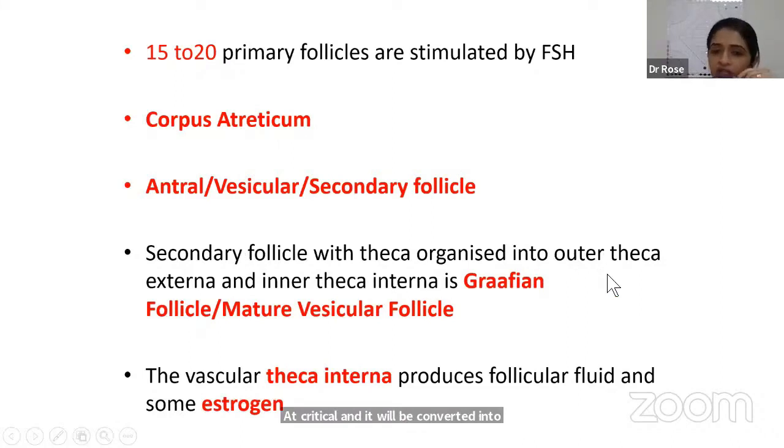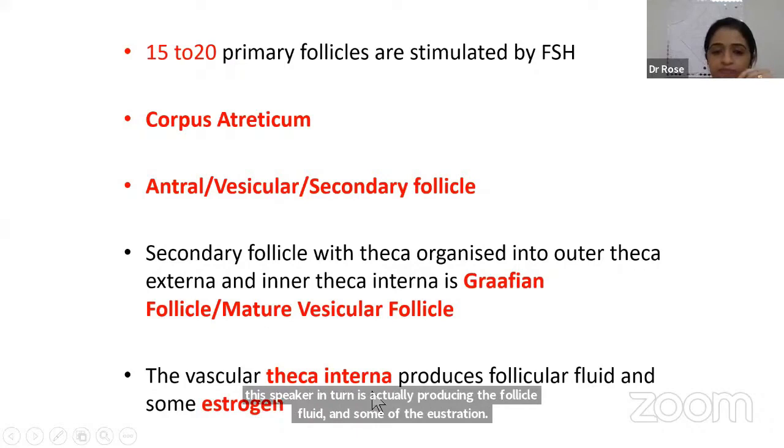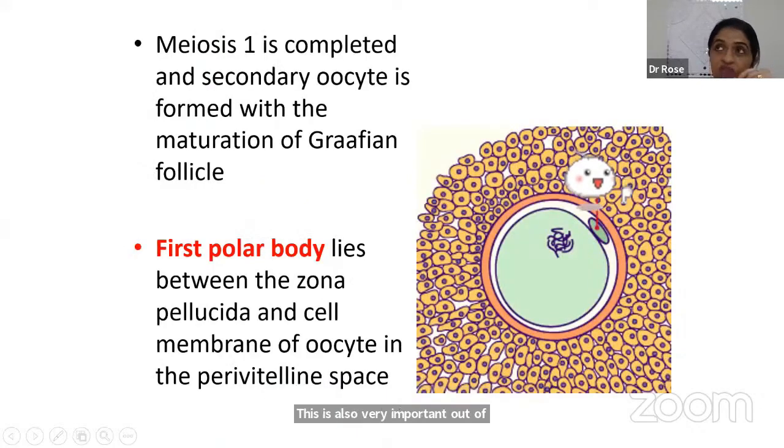Then the secondary follicle will have the theca. The theca layers will be actually organized into an outer theca externa and an inner theca interna. And these are the two important components of the Graafian follicle. And this theca interna is actually producing the follicular fluid and some of the estrogen. This is also very important. Out of theca externa and interna, which one produces?